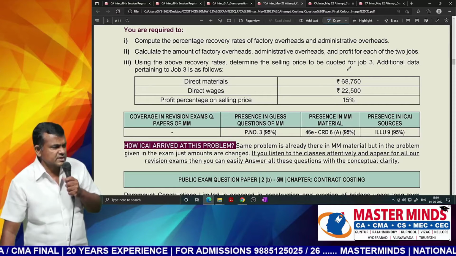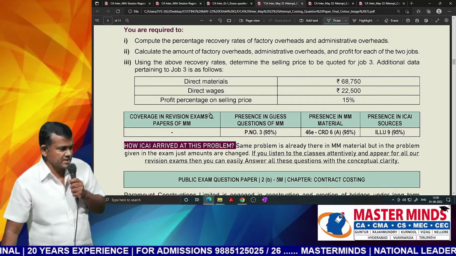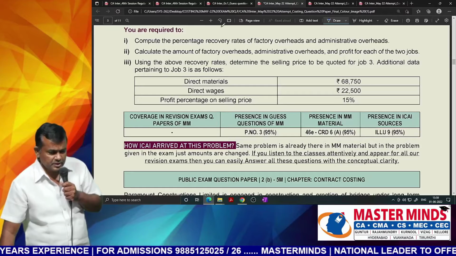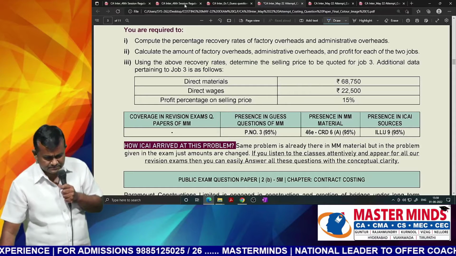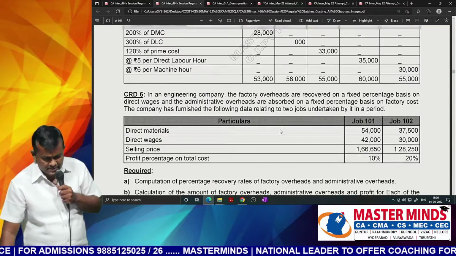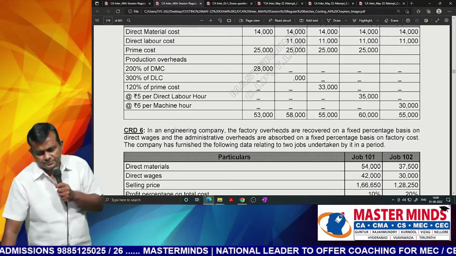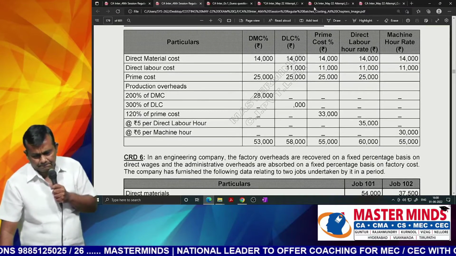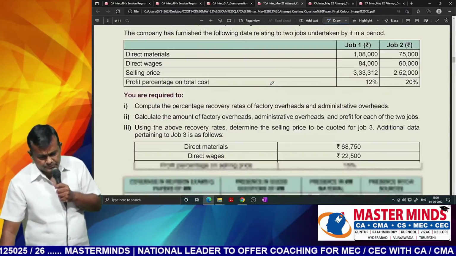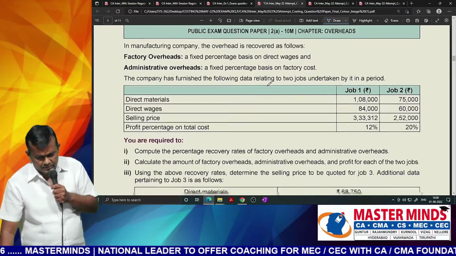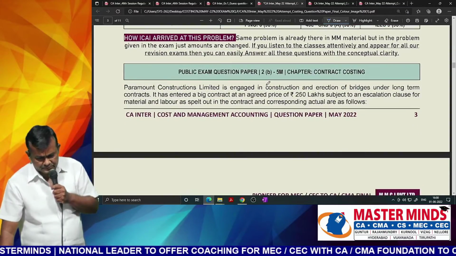Job 3. So just numbers change, same as this problem. Okay. 10 marks. So this is the overheads chapter, 2A. So 2A completed. Next, 2B.